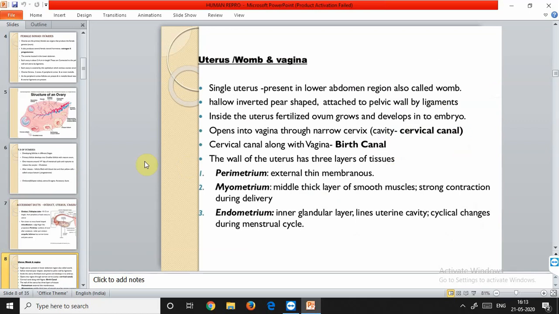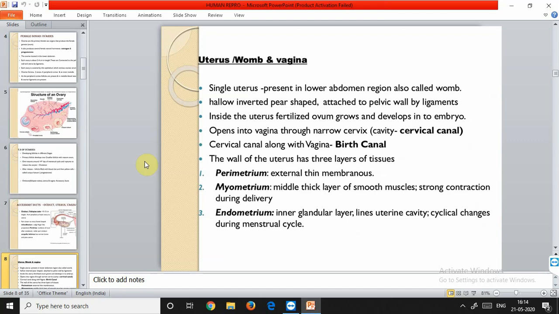The single uterus is present in the lower abdomen, a region also called the womb. It is hollow, inverted pear-shaped, and attached to the pelvic wall with the help of ligaments.